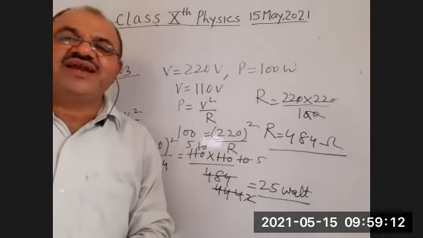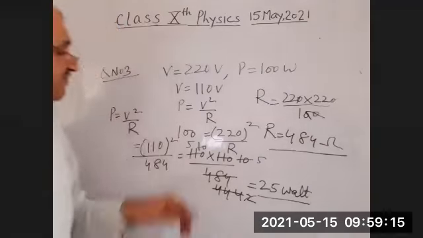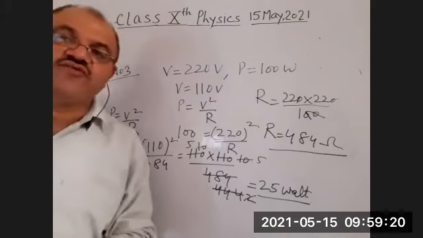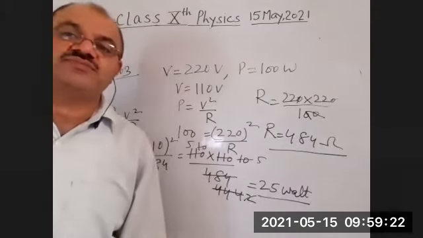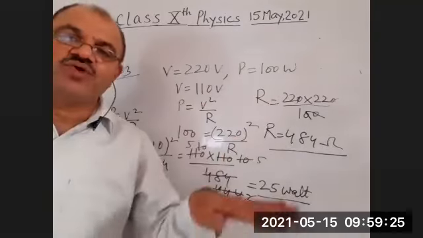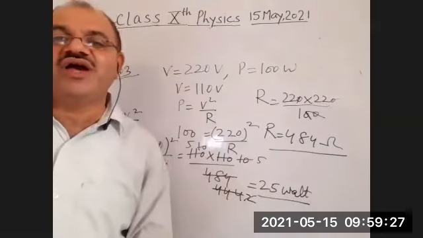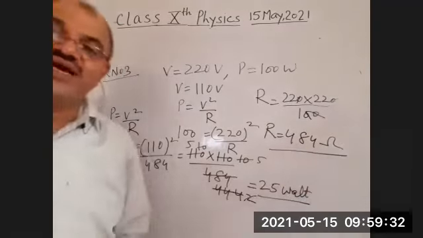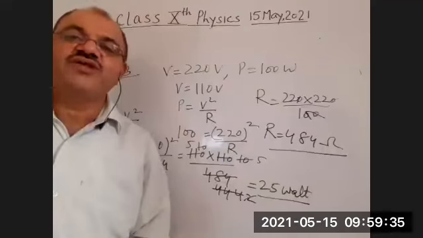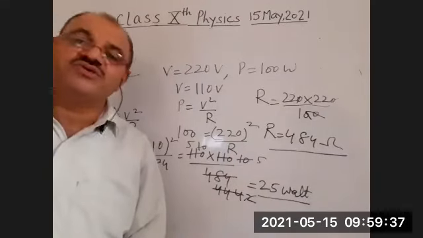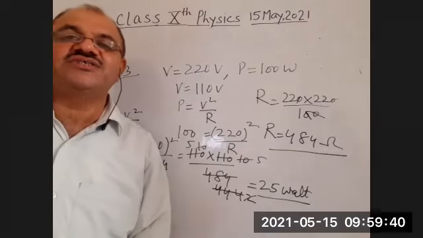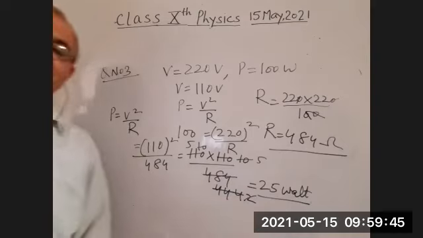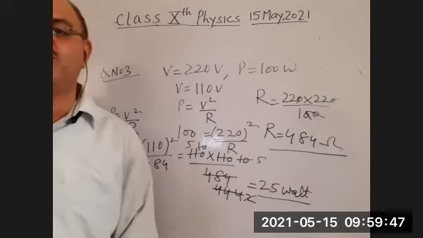Now students, in the second case the potential difference has changed from 220 volt, it has become 110 volt. If the potential difference becomes 110 volt and the resistance we calculated is 484 ohm, then what will our power be? Again we will use the same formula P is equal to V square by R, and by using that formula we have calculated the value of power. It is 25 watt. Please note down.